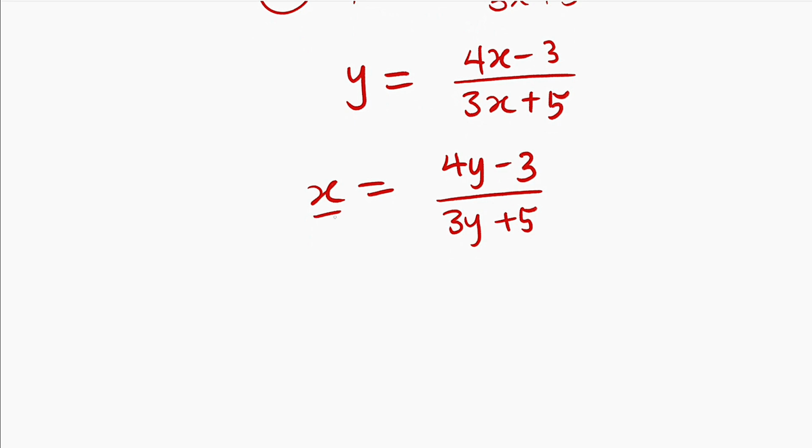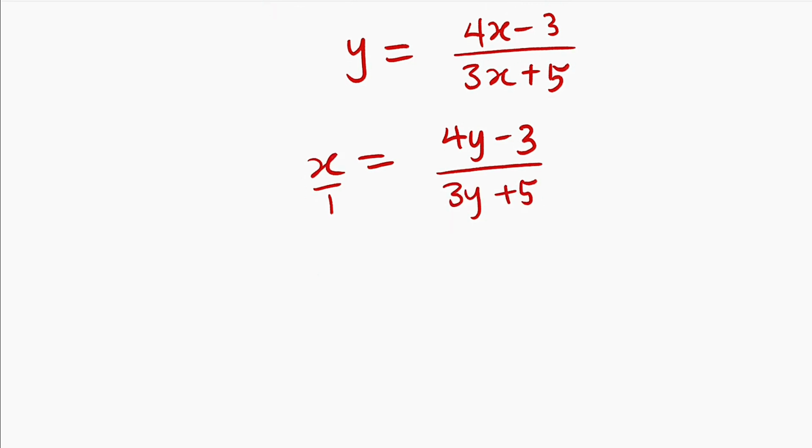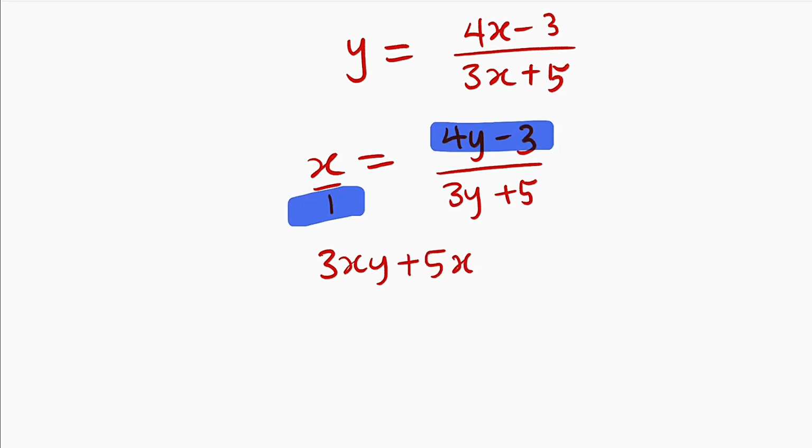We can cross multiply. X multiplied by 3y plus 5. X times 3y is 3xy. Then x times 5 is 5x. Then we take this multiply by 1. It is the same thing as 4y minus 3. This is 4y minus 3.